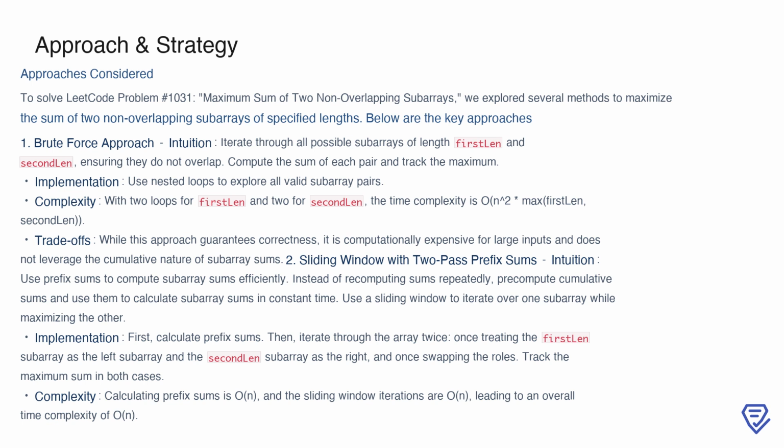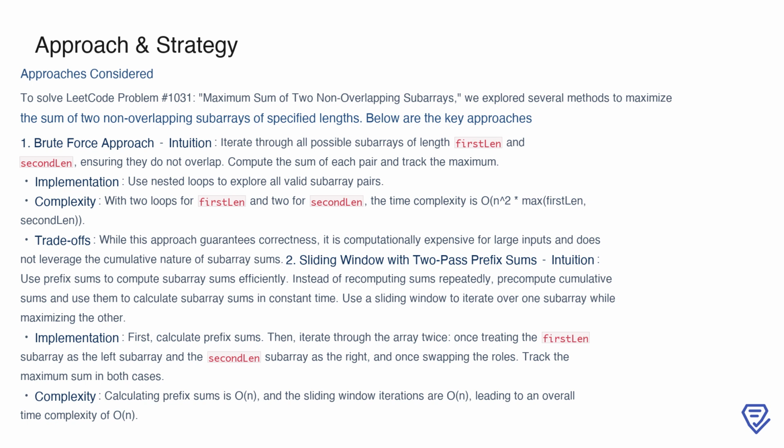To tackle the problem of finding the maximum sum of two non-overlapping subarrays, we considered multiple approaches. The first is the brute force approach. The idea here is straightforward: iterate through all possible subarrays of lengths firstLen and secondLen, ensuring they do not overlap. For each combination, compute their sums and track the maximum result. While this guarantees accuracy, the computational cost is high. With nested loops to explore all valid pairs, the time complexity becomes n squared times max(firstLen, secondLen), which makes it impractical for large inputs.